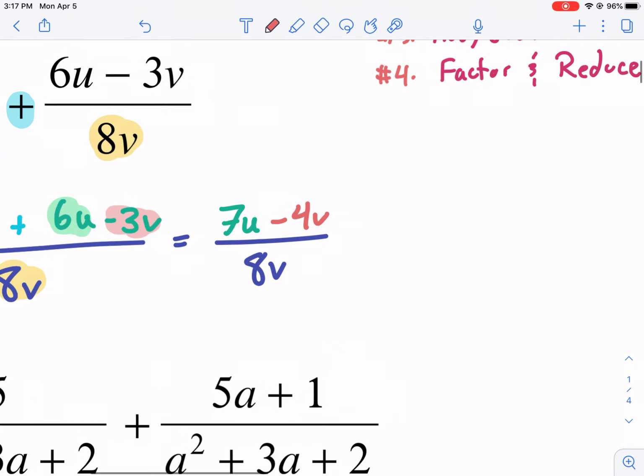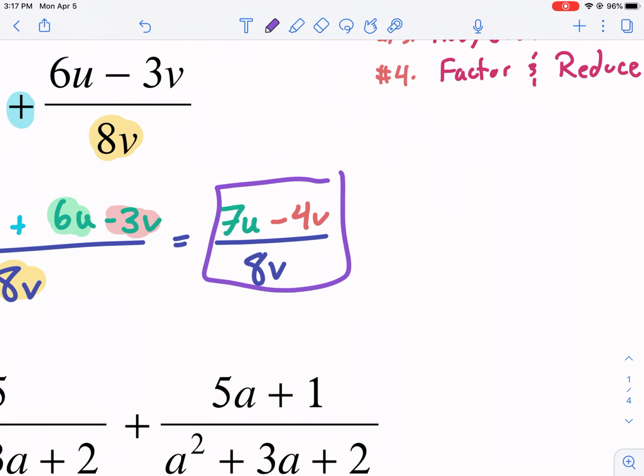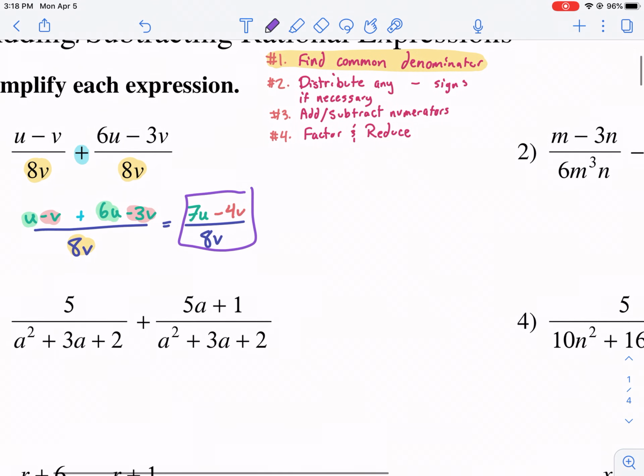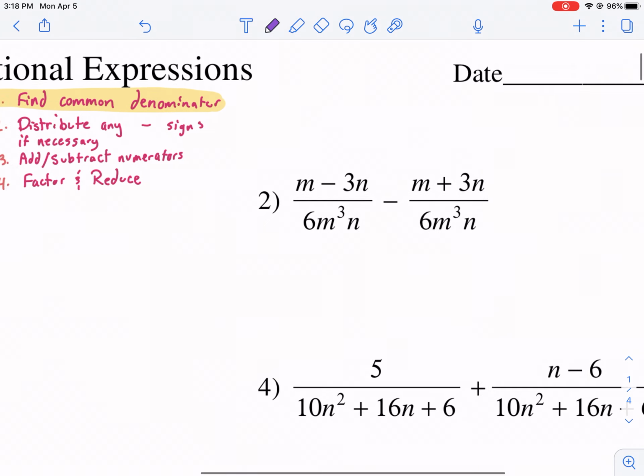And now we're going to see if we can simplify. How do we simplify? Well, if all the terms have a common factor, we could divide by the common factor. 4 and 8 have a common factor, but because 7 doesn't have that same factor, which is 4, we can't simplify it. So this is going to become our simplified expression. 7u minus 4v over 8v is our simplified rational expression. Okay, let's go on to number 2 real quick.